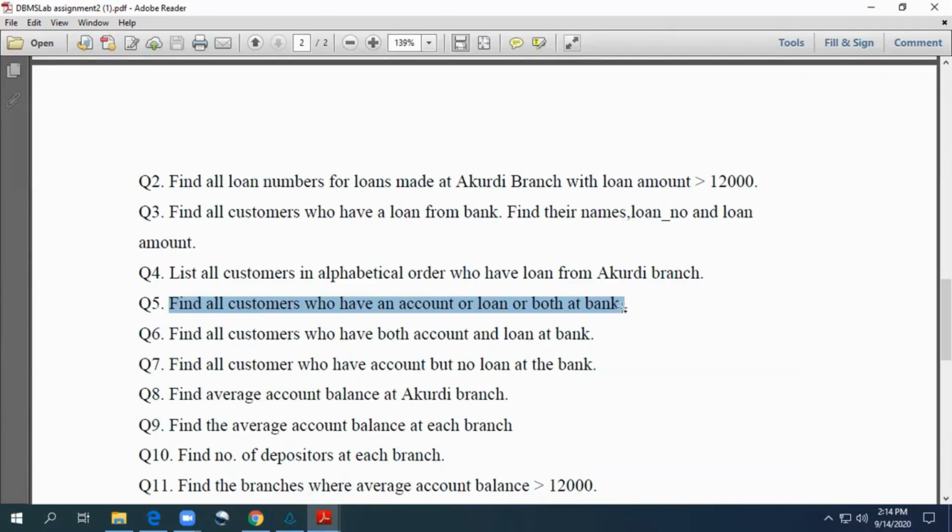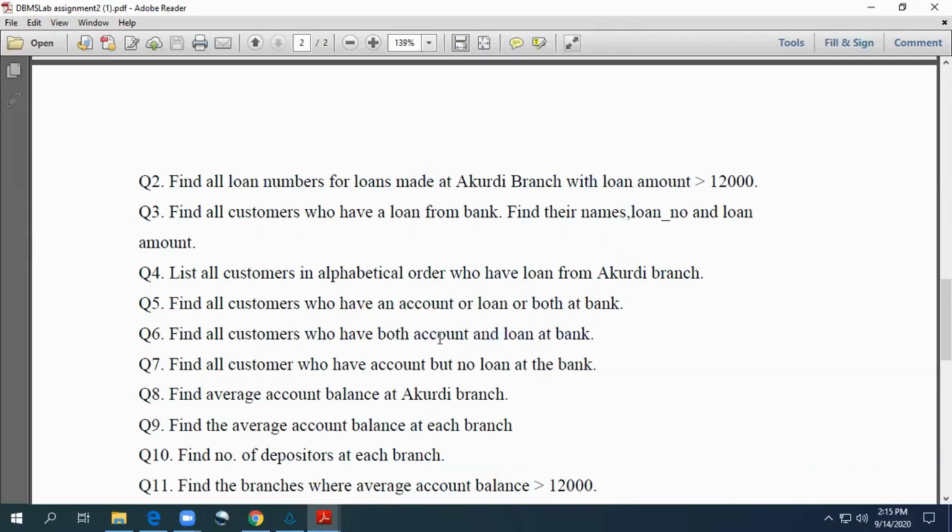So here, this is the example of a union query, because we want the result to have customers with an account, or a loan, or both. Second query: find all the customers who have both an account and a loan at the bank. Now, instead of or, we are using and. So it indicates that I want to display all the customers who have both a saving account and a loan account. And that's why this is the example of intersection.